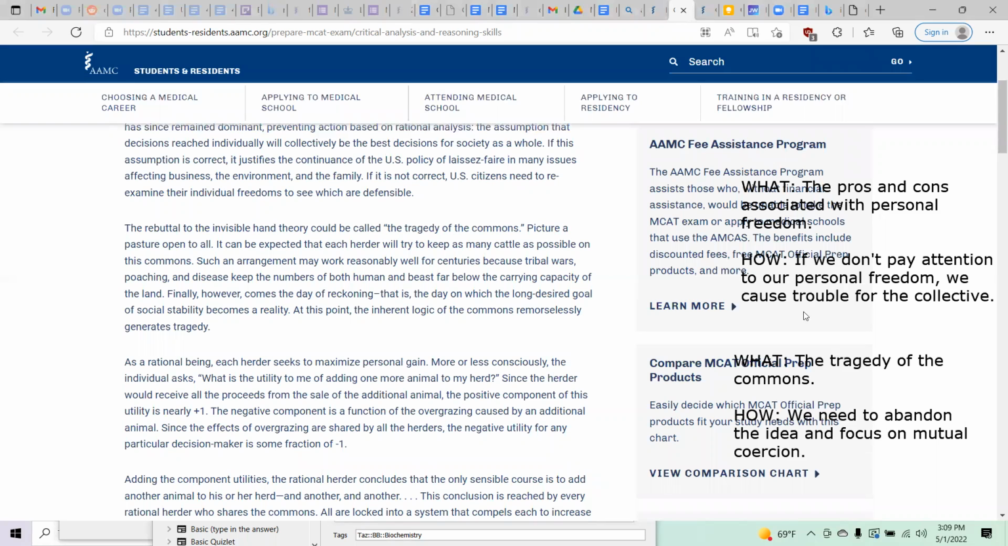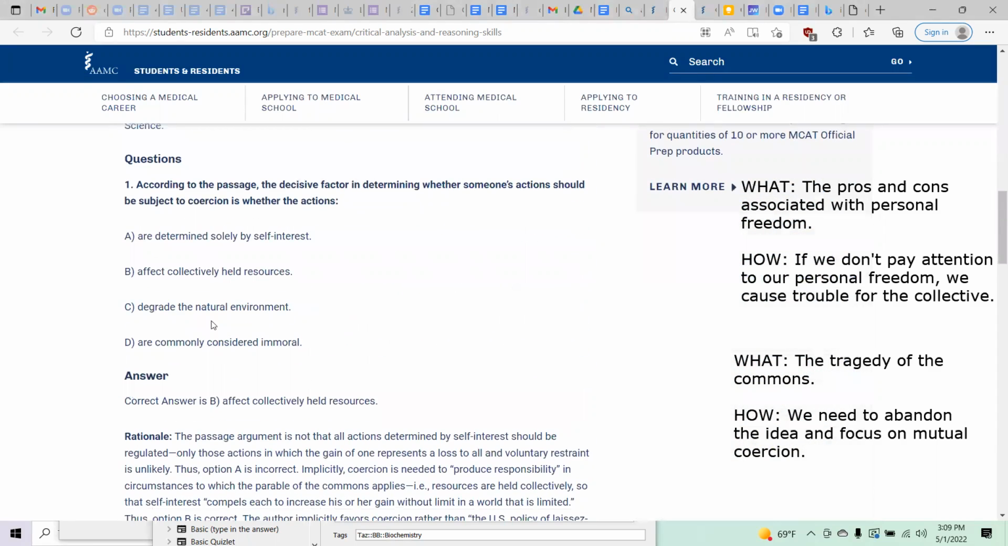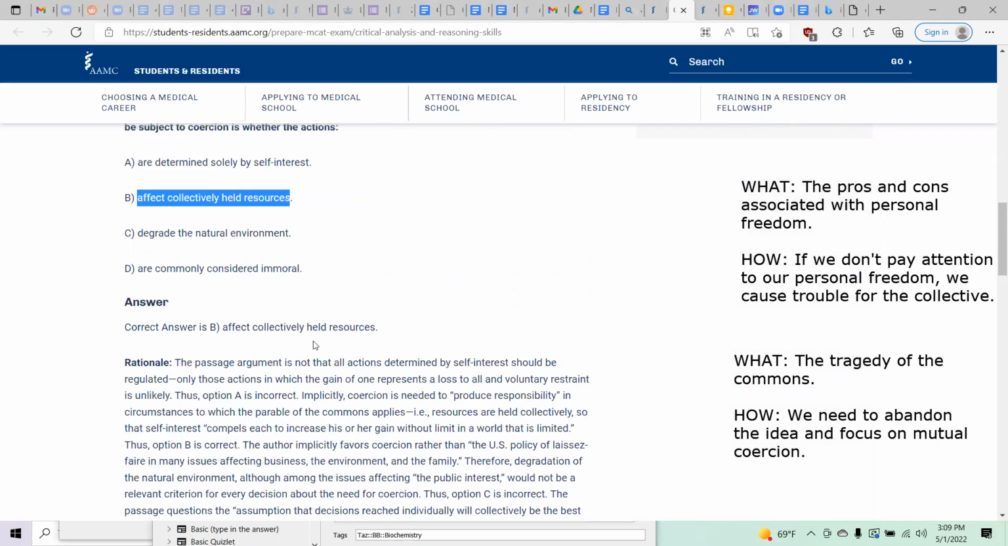The other thing that you need to be doing is writing down the what and making it flow perfectly into the how. So it needs to be, this is what the author's talking about. This is exactly how he feels about it. And now I have what I need to answer every question. Because ultimately, once you eliminate the two dumb ones, it's literally just affect collectively held resources. Yeah, that's exactly what he's talking about.